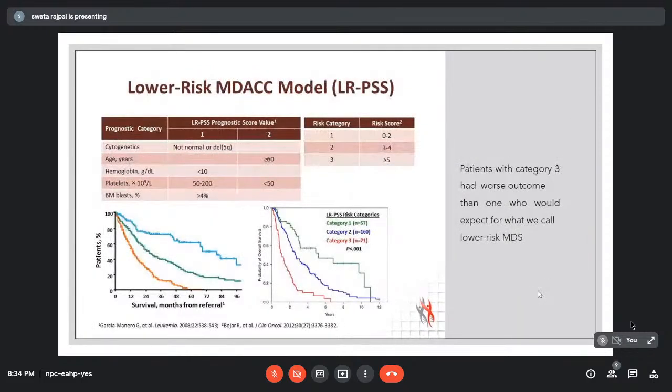The same center, MD Anderson, also came up with a different prognostic grouping for lower risk disease. They divide lower risk MDS into 3 categories. Those in category 3 will have a poor prognosis compared to categories 1 and 2. So the MD Anderson people are thinking that we can categorize the lower risk, so we can find which type of disease is going to do badly, and we can aggressively treat those patients.